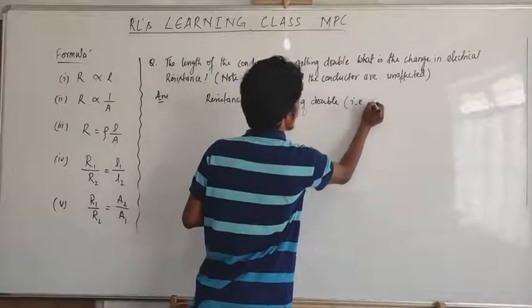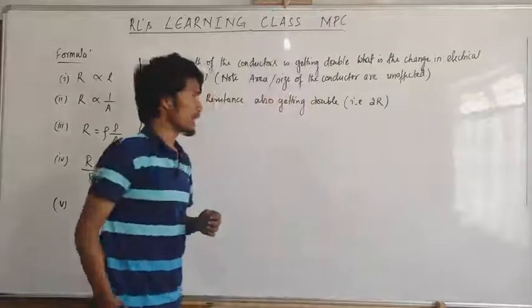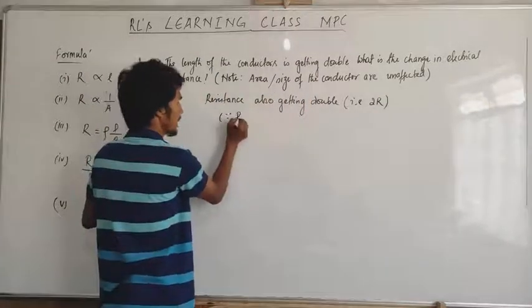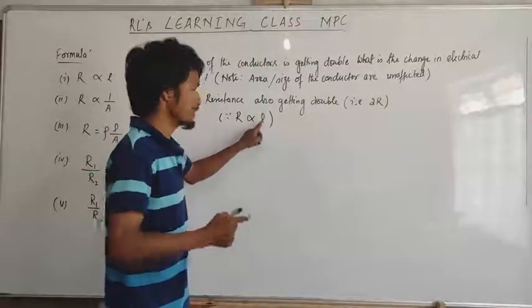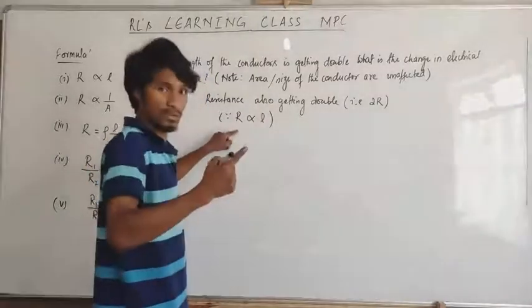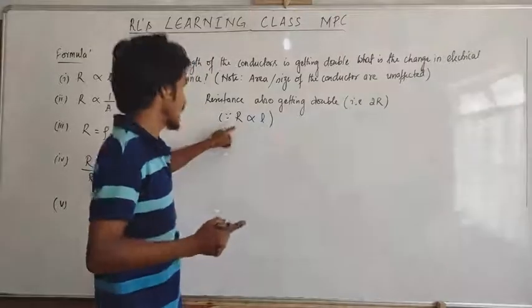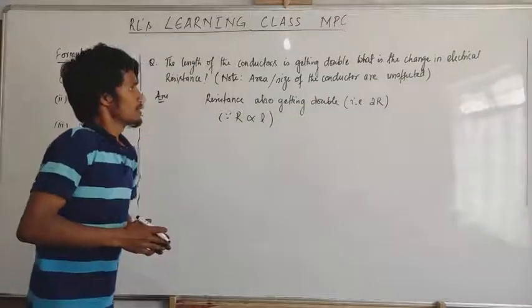That is 2R, I can say. Why? Since R is directly proportional to L. Means as L is increased, then R also increases. If L increased 2 times, R increased 2 times. If L increased 3 times, then R increased 3 times.